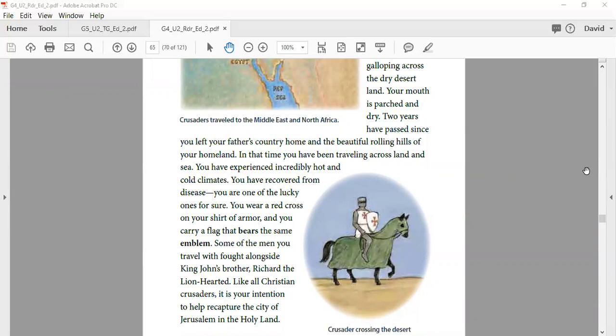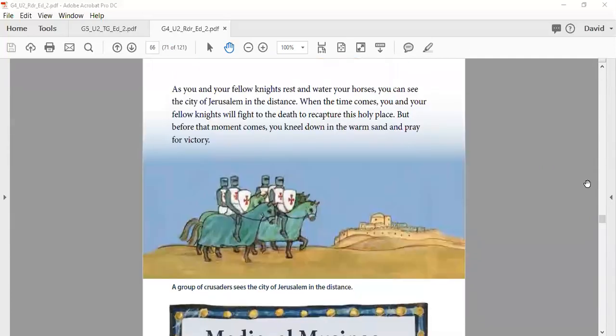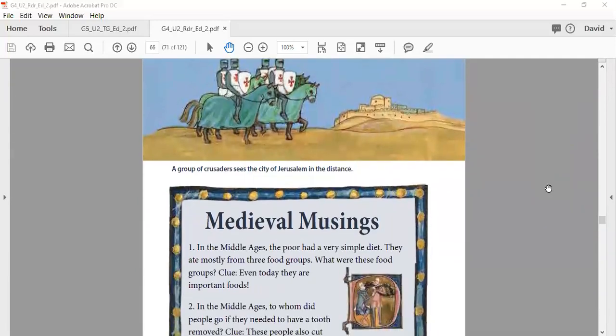Some of the men you travel with fought alongside King John's brother, Richard the Lionhearted. Like all Christian crusaders, it is your intention to help recapture the city of Jerusalem in the Holy Land. As you and your fellow knights rest and water your horses, you can see the city of Jerusalem in the distance. When the time comes, you and your fellow knights will fight to the death to recapture this holy place. But before that moment comes, you kneel down in the warm sand and pray for victory.